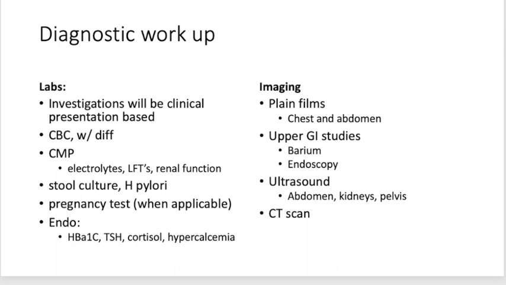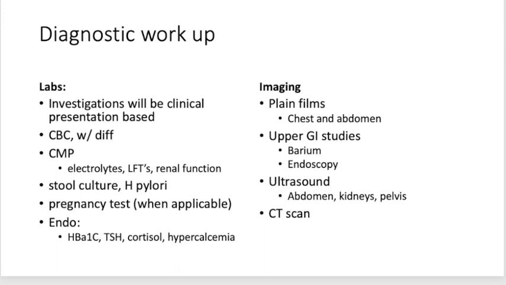H. pylori, of course, if we have chronic situations or concern that there is an infection present. When applicable, always pull a pregnancy test in those who are of childbearing age. And then we're also looking at some endocrine workup. So A1C, TSH, cortisol, and hypercalcemia are all possible differentials related to nausea and vomiting.